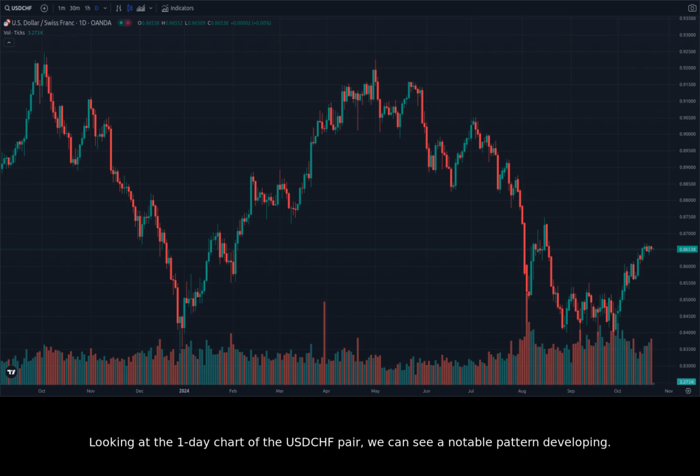Looking at the one-day chart of the USDCHF pair, we can see a notable pattern developing. The pair has been consolidating within a defined range for the past few weeks. The upper resistance level appears to be around 0.8850, while the lower support level sits around 0.8700. This range has held strong for the past few weeks, with price action bouncing between these key levels. Breaking out of this range could provide a significant signal for the future direction of the pair.